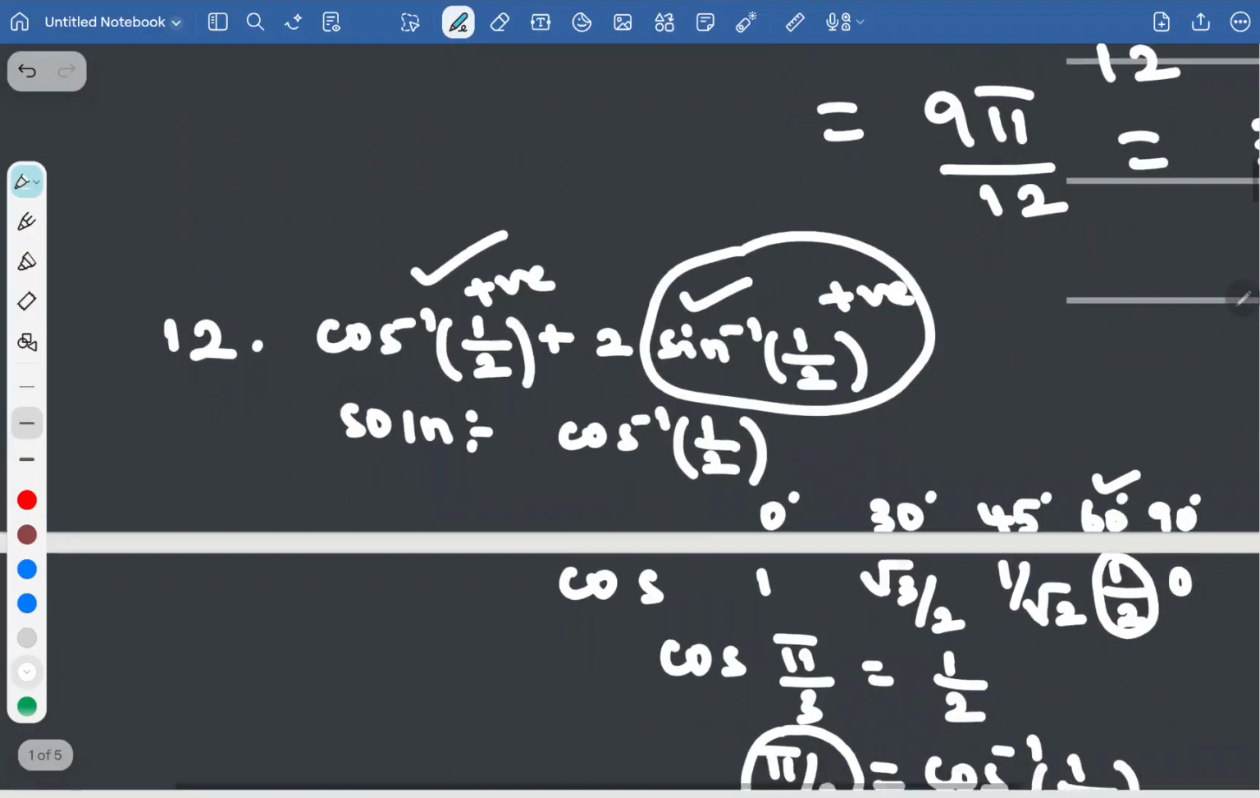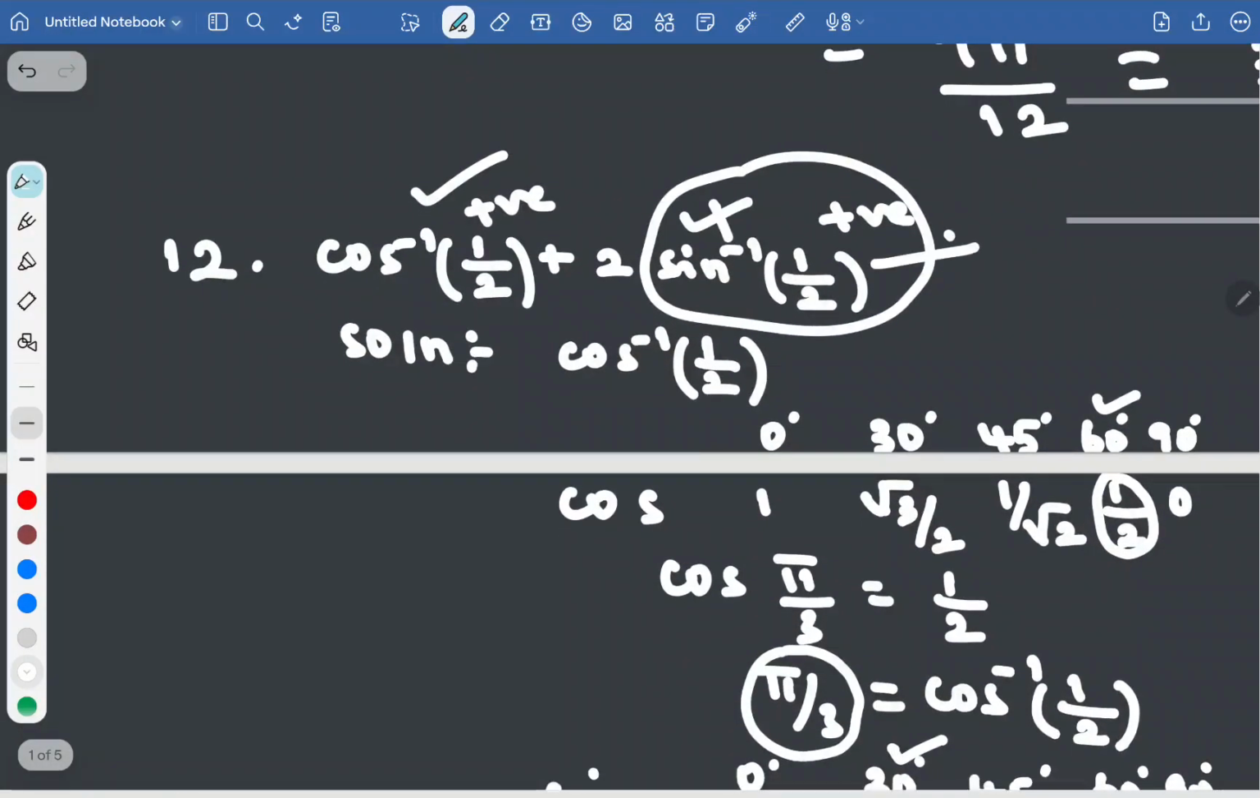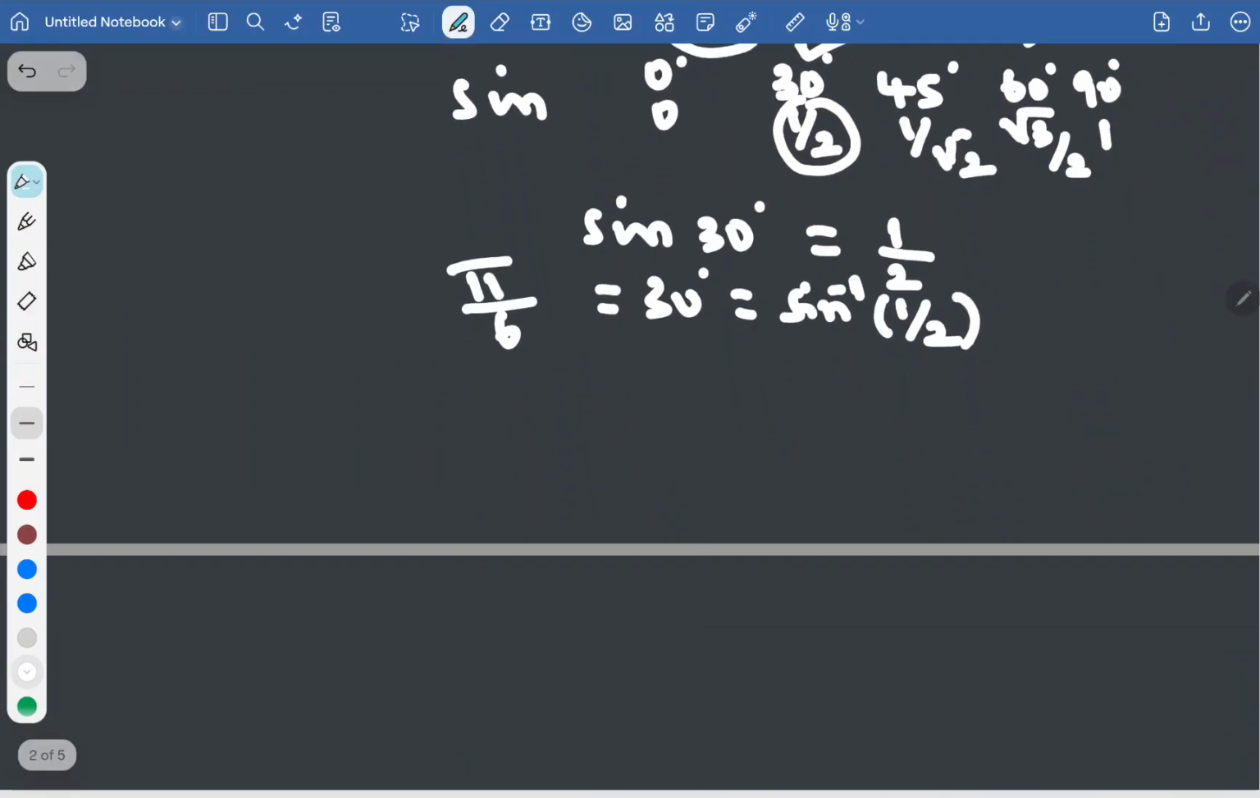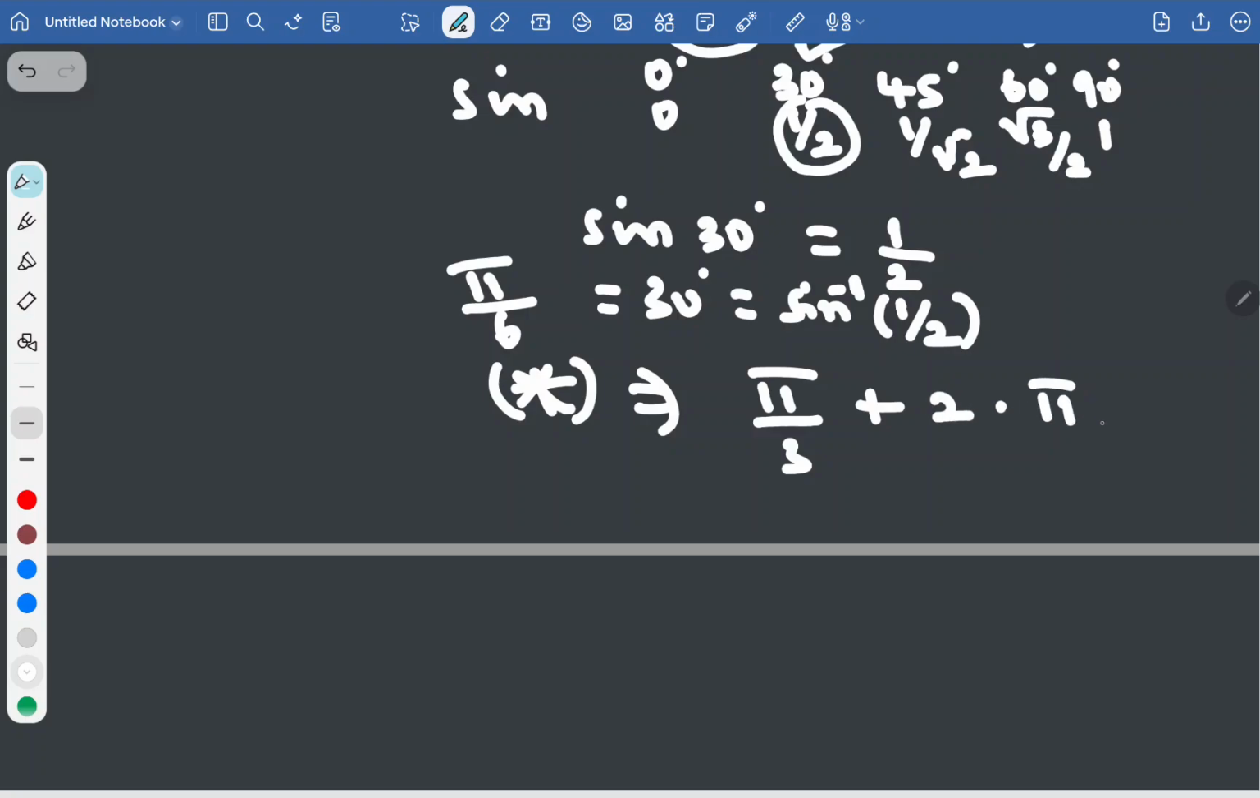For this, sin inverse of 1 by 2, the value is pi by 6. For this part, cos inverse of 1 by 2 is pi by 3. If I take this as equation star, it implies pi by 3 plus 2 into pi by 6. Simplification: pi by 3 plus pi by 3, the answer is 2 pi by 3.